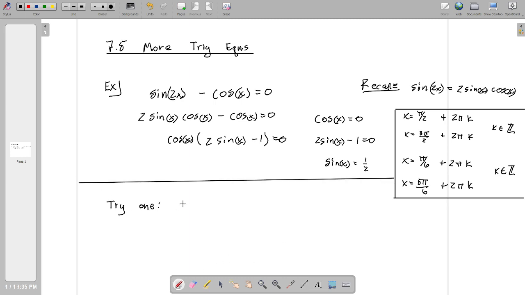Go ahead and try one. Cosine of 2x minus cosine squared x is equal to 0. Now don't forget, there are 3 different versions of cosine of 2x. If you pick the right one first, then your problem will go a little bit smoother, meaning you won't have to use another identity.